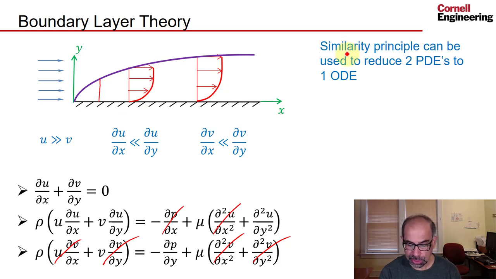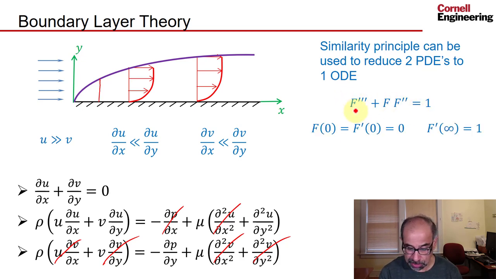And using that similarity principle, Blasius showed that we can reduce the two PDEs to one ODE, which looks like that, which might be familiar from boundary layer theory, and F is related to the stream function. And then you have the associated boundary conditions. So essentially you have a boundary value problem again, but it's a much simpler boundary value problem. It turns out even this much simpler boundary value problem, you have to use a computer to solve it. And then when you get F, you can determine the velocity profile.